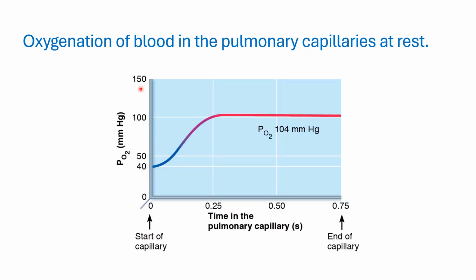This shows how much time it takes for the blood to be oxygenated when it is passing through the capillary, which is close to the alveoli, which is linked to the alveolus. So this is the start of the capillary, and the partial pressure of oxygen is 40. In 0.25 seconds, it has almost oxygenated, and it takes 0.75 seconds for the blood to reach the end of the capillary. So this is the capillary associated with the alveolus.